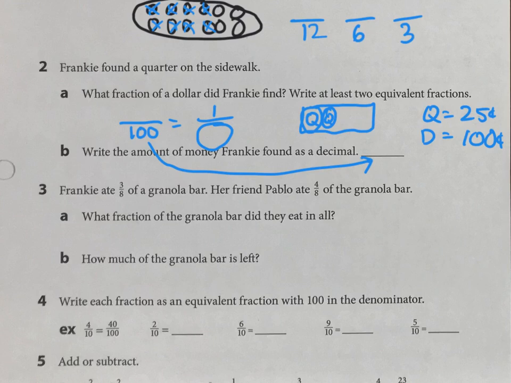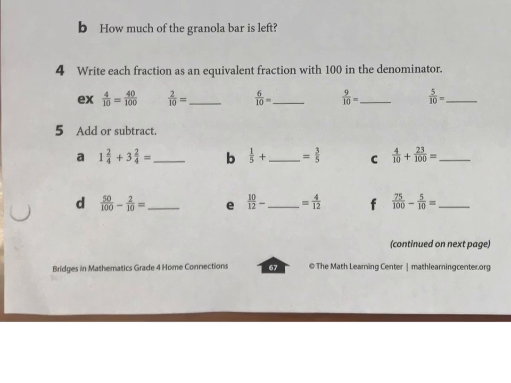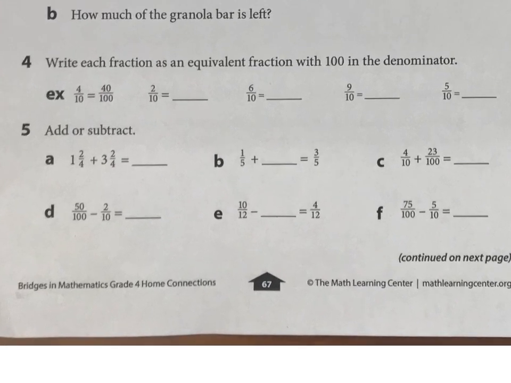In this next one, I think you got that okay. Granola bars, 3/8, 4/8, we should be okay. For these, again, I think converting tenths to hundredths is pretty simple. You can think of a hundredths chart if you want, but basically 2 tenths is the same as 20 hundredths, and you just follow that pattern.